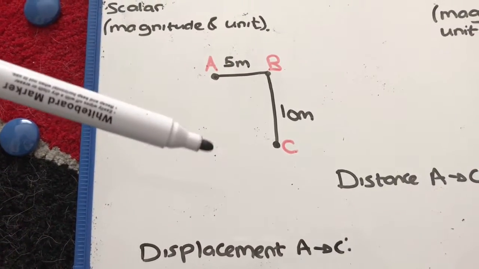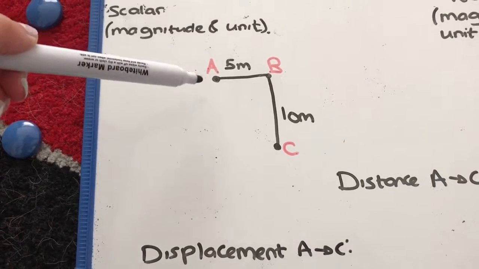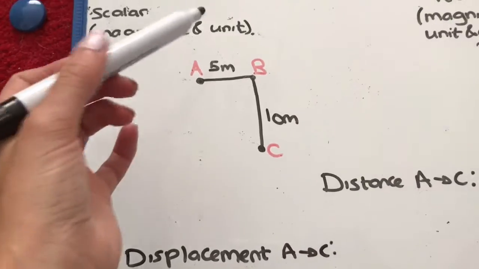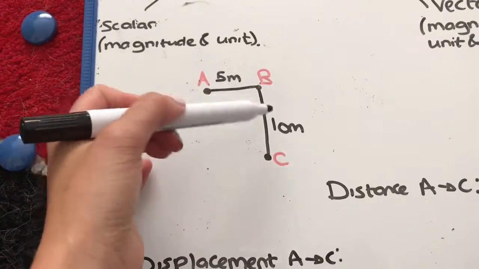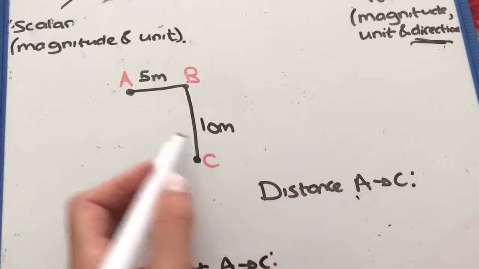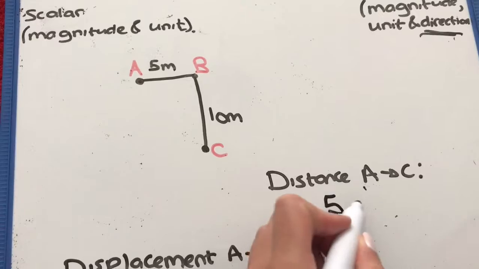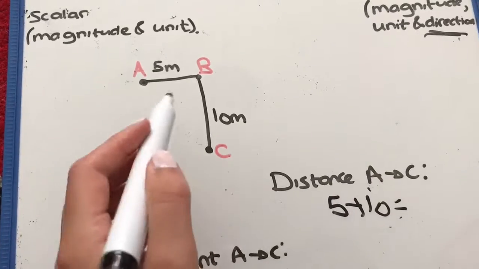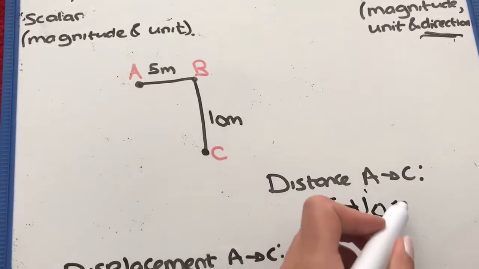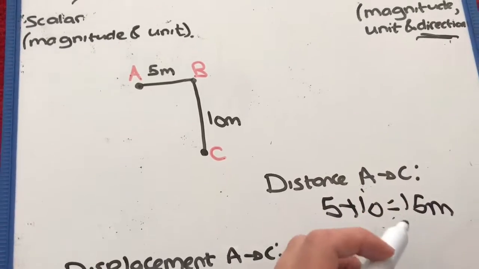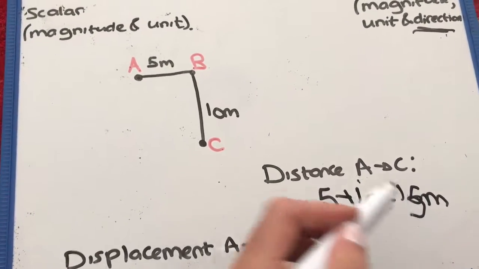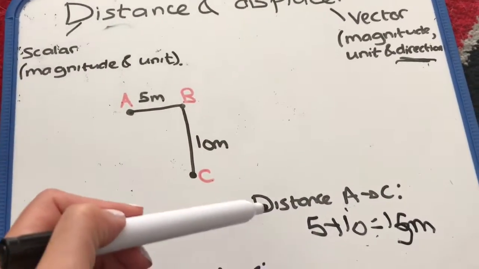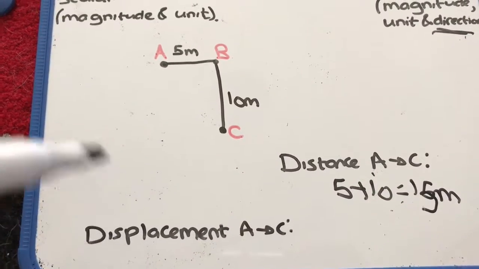If I was going to ask what is the distance travelled from A to B to C, the simple answer is just adding the magnitudes together. They're both meters, so we can just add them on. My distance from A to B is 5, and I add that to the distance from B to C, which is 10. So my distance from A to B to C is 15 meters. The magnitude is 15 and the unit is meters, so that is our scalar because it's distance.